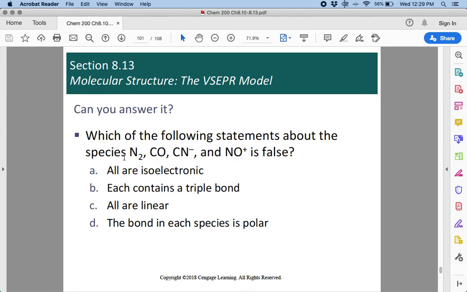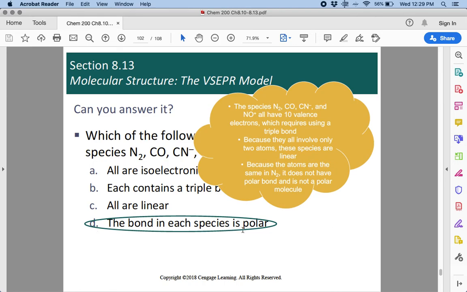Which of the following statements about these species is false? So again, this is bringing in all the information we had this whole chapter. We know that the bond in each pair is polar. So N2, CO, CN minus and NO plus all have 10 valence shell electrons, which requires a triple bond. So this is true and this is true. Because they all involve two atoms, this is also true. They're all going to be linear.